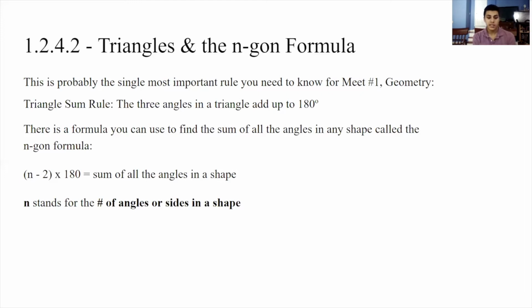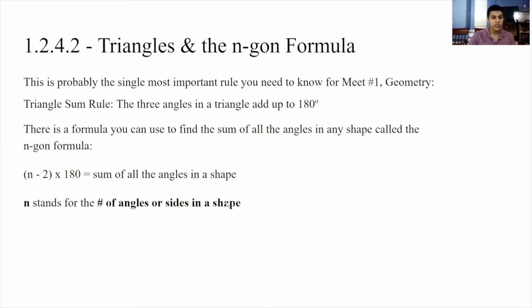It represents some number. So in this case, what n is representing is the number of angles or sides in a shape. So for instance, if we wanted to use this formula to find how many degrees there are in a four-sided shape, we would need to figure out first that n would have to be equal to 4. Because in this case, with a four-sided shape, it has 4 angles and 4 sides. And that's what n represents, the number of angles or sides, which in this case is 4.